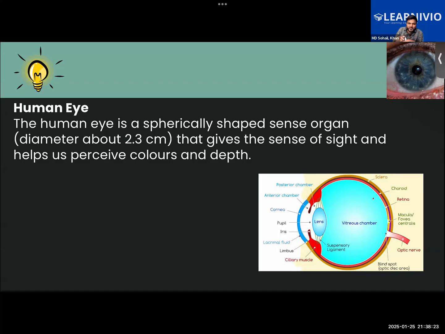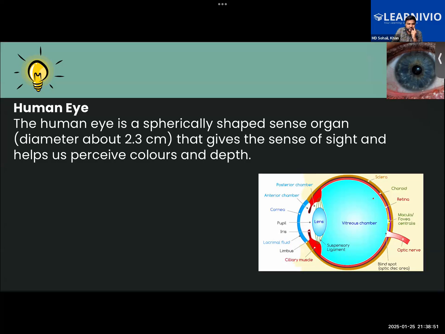Further, our eyes, are they completely spherical, or roughly spherical in shape? Roughly spherical in shape. Good. Further, you guys tell me that the eyes are connected to the brain via the optic nerve.